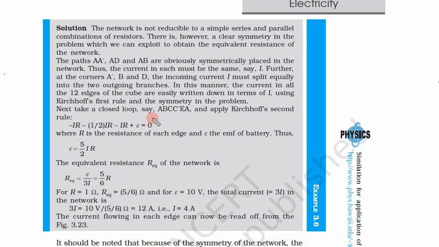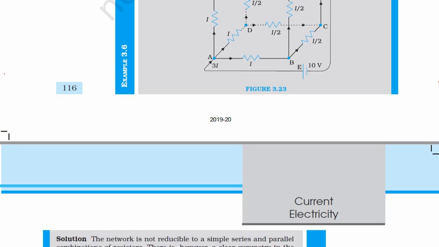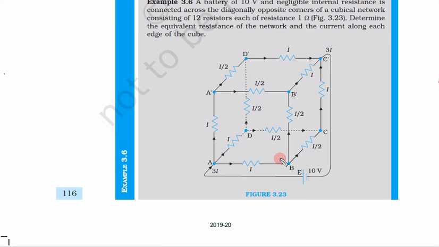Let us apply Kirchhoff's rule and let us take a closed loop. What is the closed loop? A, B, C dash, E, A. So that is the closed loop. A, B, C dash, E, A. So let us take this closed loop. So this closed loop is A, B, C dash, E and again A.